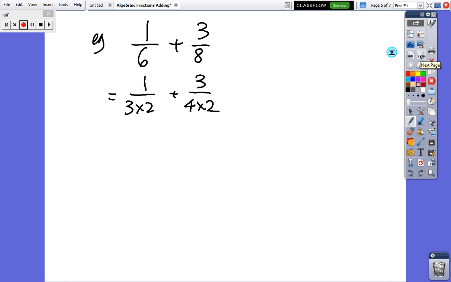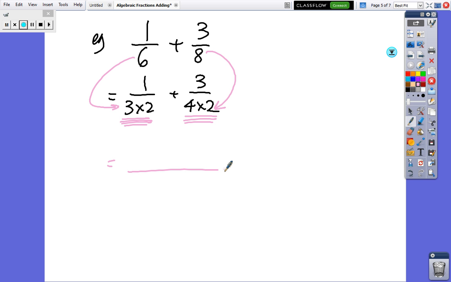Okay, so here we've got a method. Now some of you will know what the lowest common denominator is, the lowest common multiple of 6 and 8, but in my method, if you can just have a look. So 6 is 3 times 2, and 8 is 4 by 2.